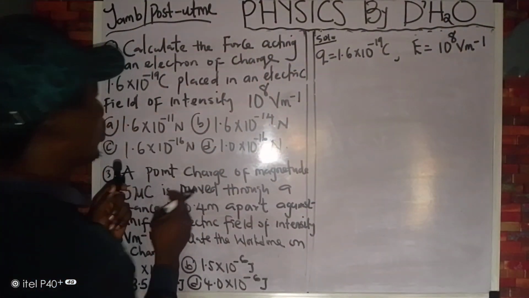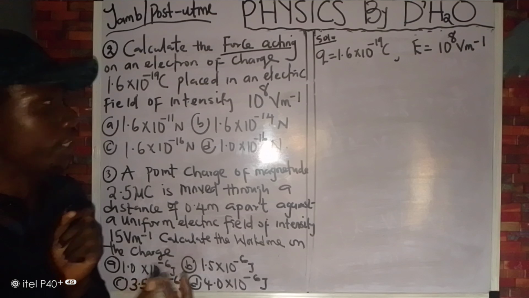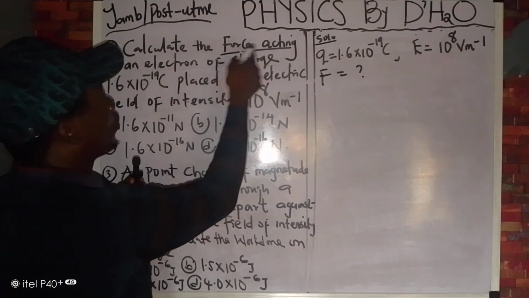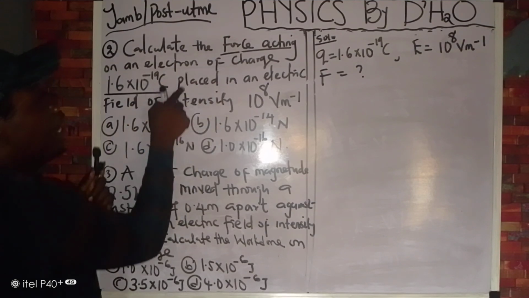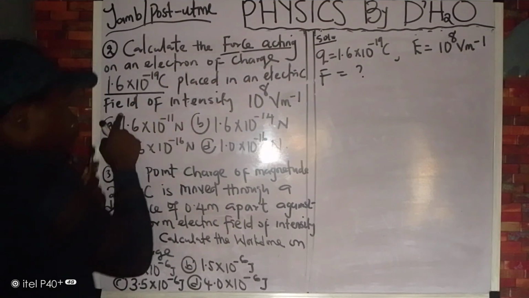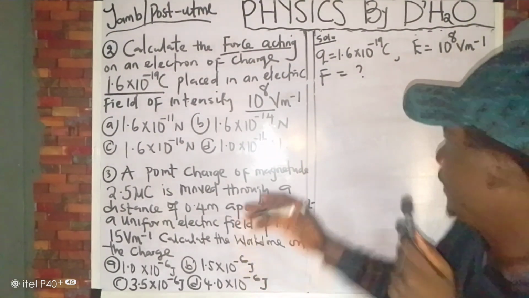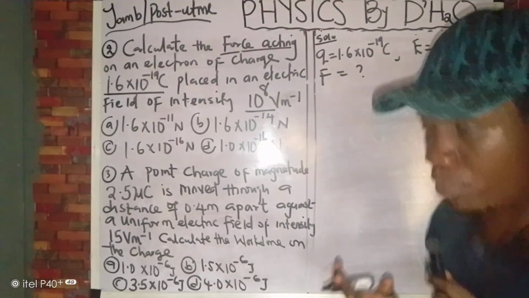I guess the question is not complete. Okay, calculate the force. Yeah, this is the force. We're looking for the force. Calculate the force acting on an electron of charge, this is the charge of the electron, placed in an electric field of intensity. So they gave us the charge of the electron. They gave us the electric field intensity. We are looking for the force.